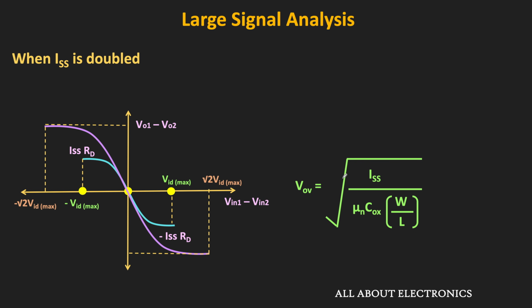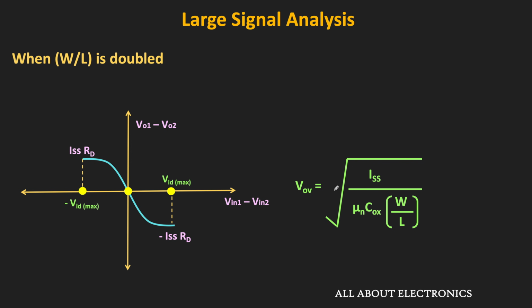And since the ISS is doubled, the curve will also expand vertically. That means by increasing the ISS, the linear range of the operation can be extended. But the downside is that since we are increasing the ISS, the power consumption of the circuit will also increase. So now let us see the second case where this W by L is doubled.